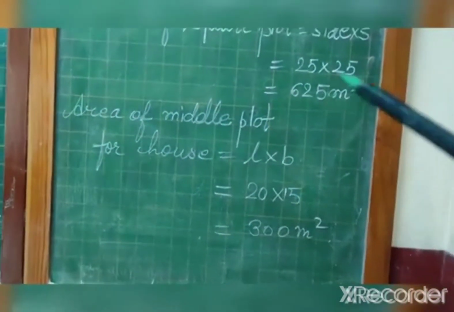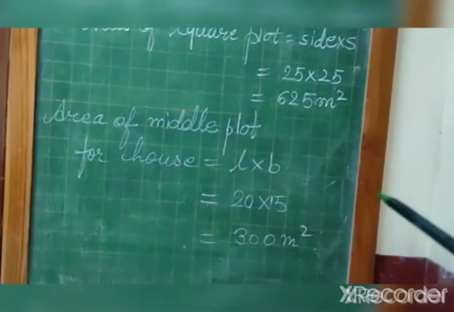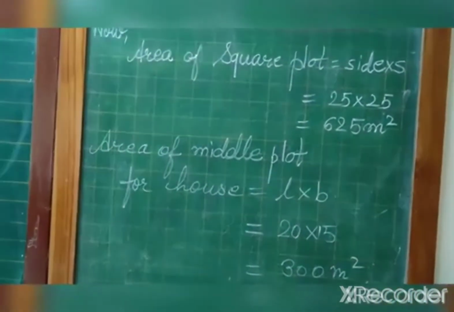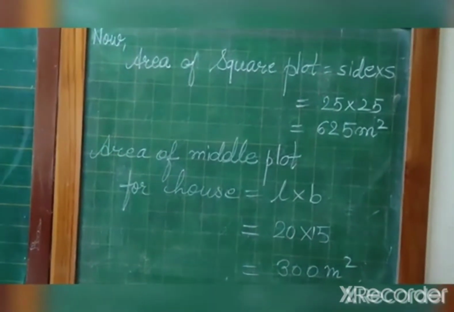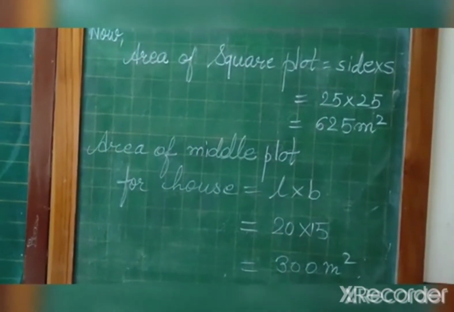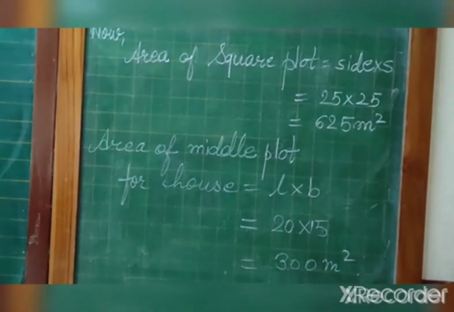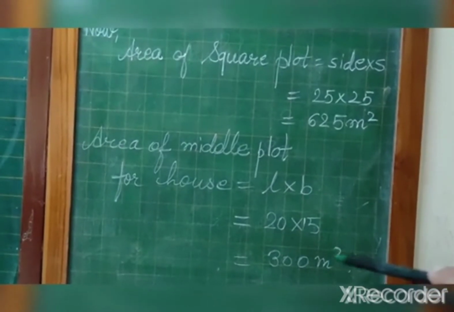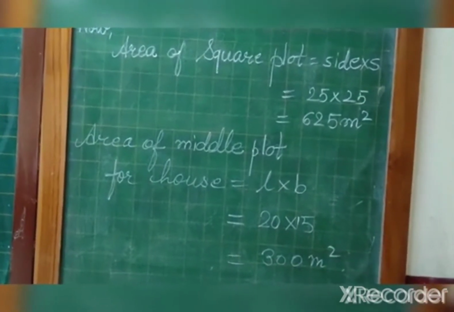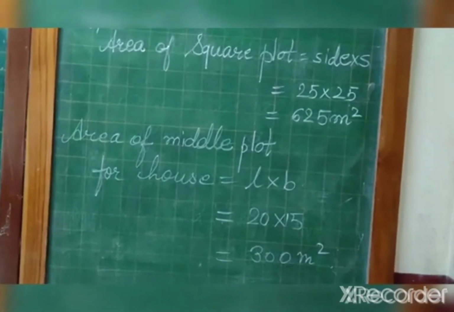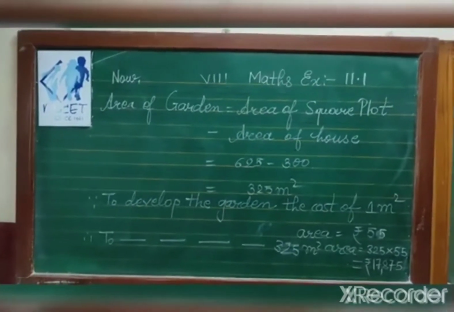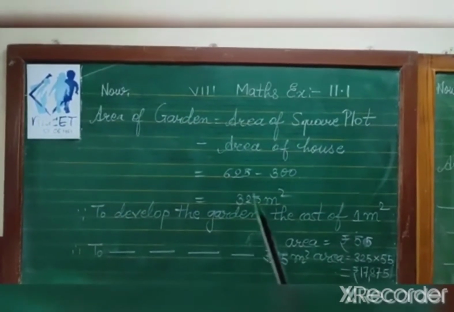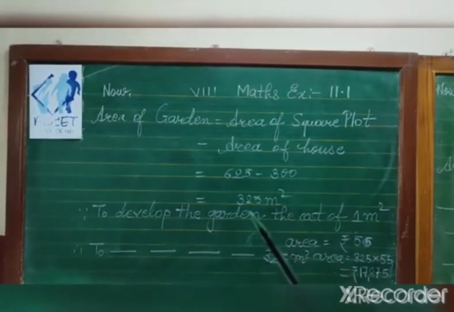And area of middle plot for house is equal to length into breadth. You can see from the figure length and breadth. So 300 meter square. Now after that what we will do? We will subtract area for calculating the area of garden. We will subtract area of house from area of square plot. Now see, area of garden is equal to area of a square plot minus area of house. Area of a square plot 625 minus 300, so 325 meters square.